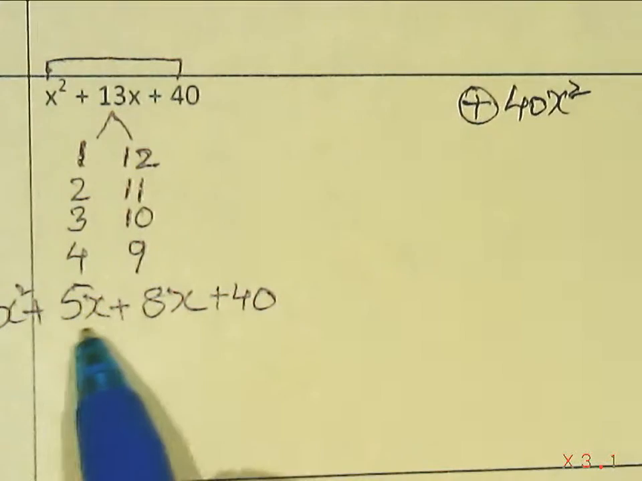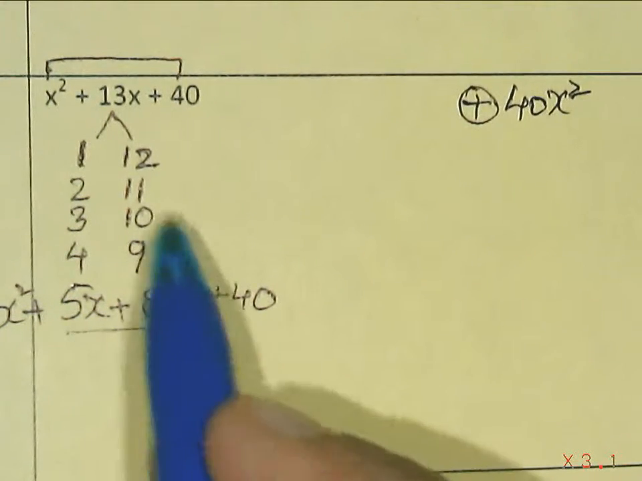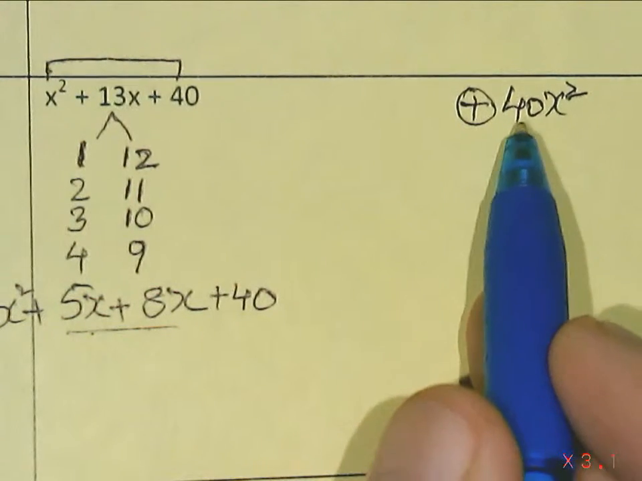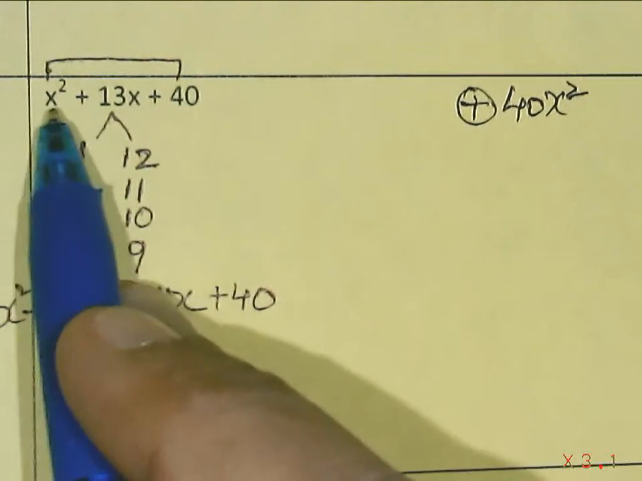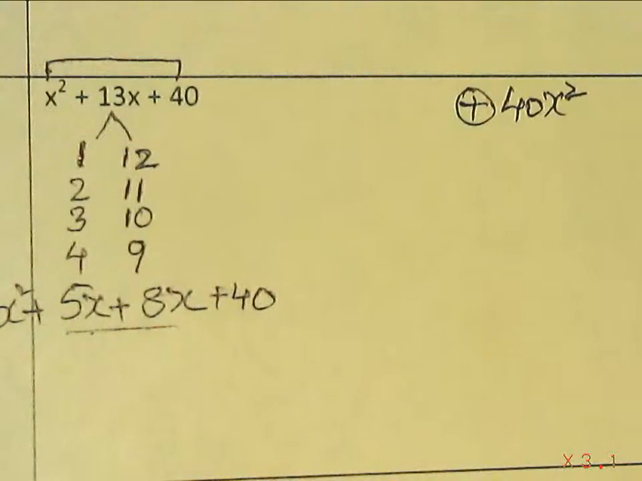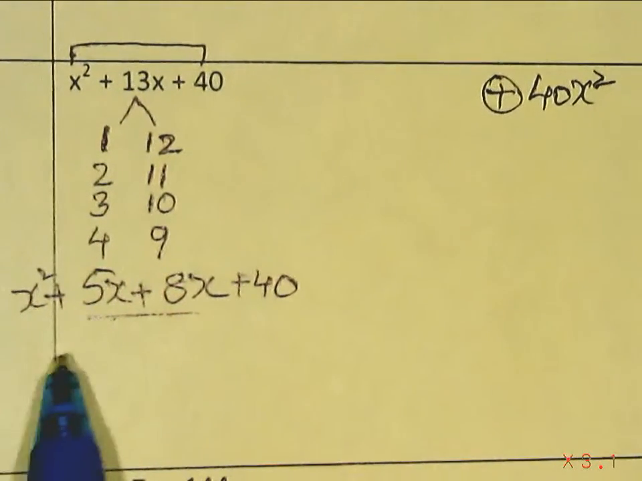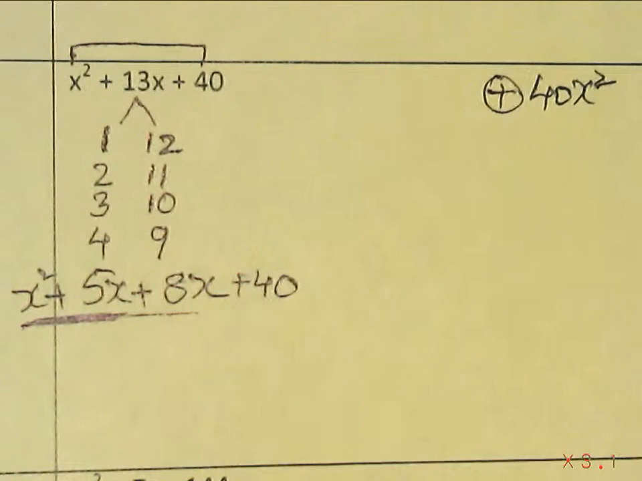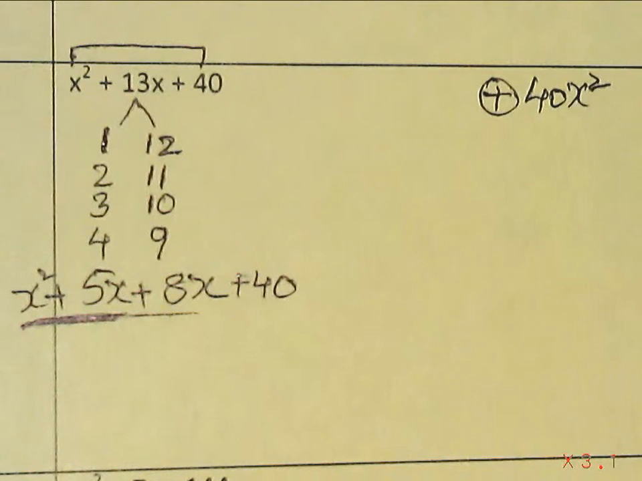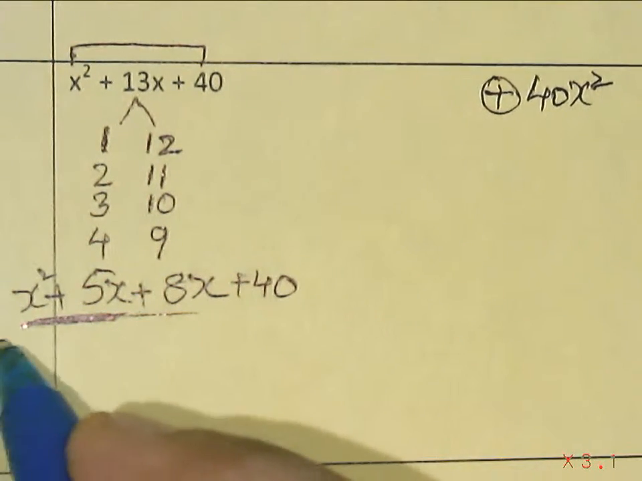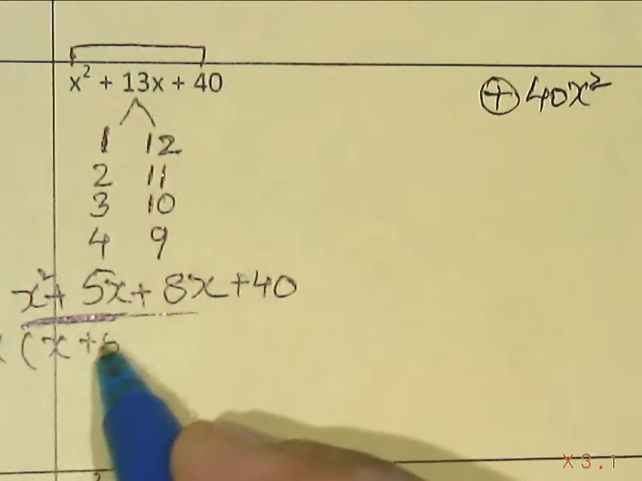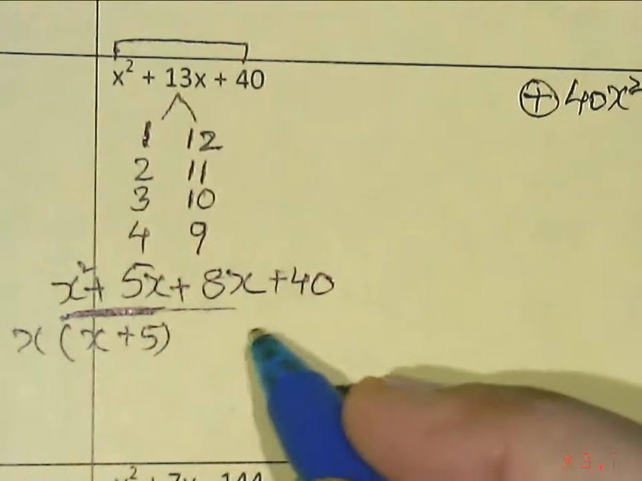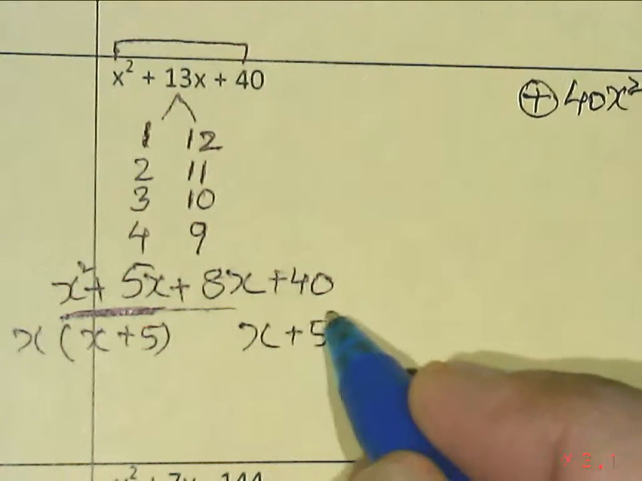So once again I am repeating, 5x plus 8x makes 13x. 5 times 8 is 40. How I got this 40 means here the product of the last two. Now think of taking some common in the first two terms. What can you pull out? X. So if x is taken, then it is x plus 5. Repeat the same again here, x plus 5.